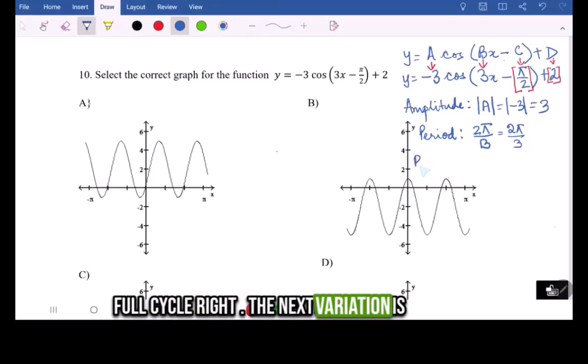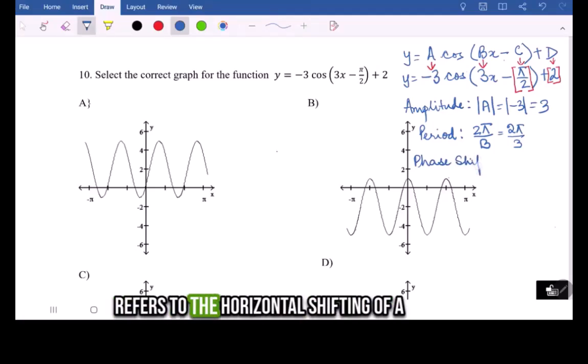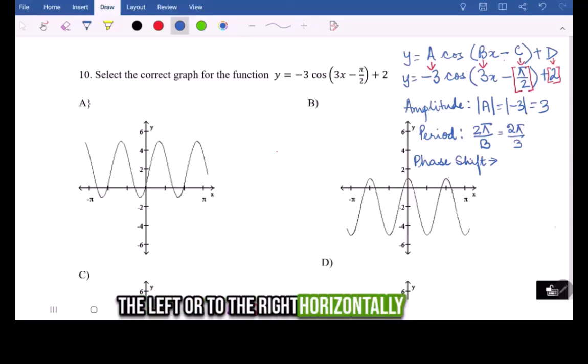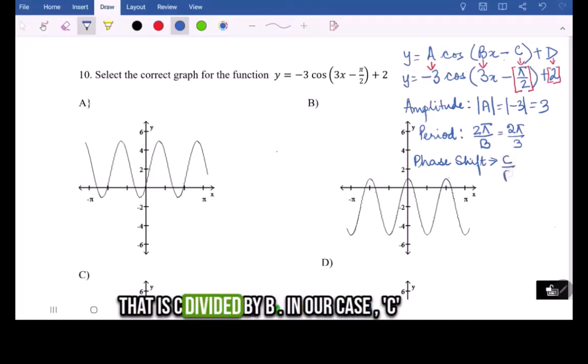The next variation is the phase shift. The phase shift refers to the horizontal shifting of a graph. The graph would shift either to the left or to the right horizontally from its normal position. That's what the phase shift tells us. It is determined by a formula as well, and that is C divided by B.